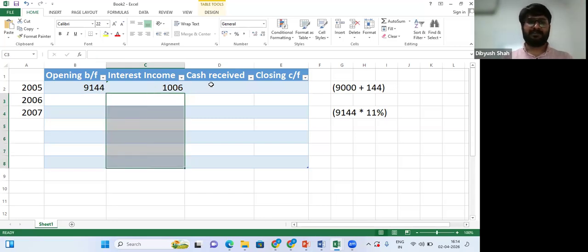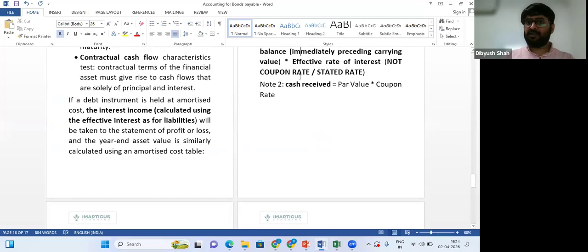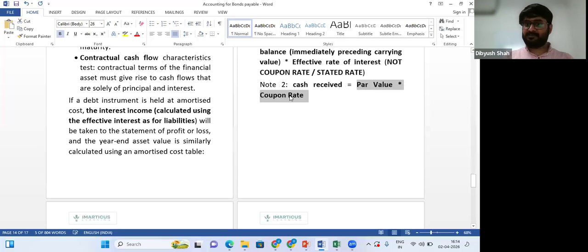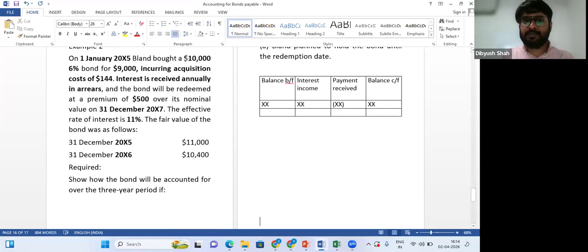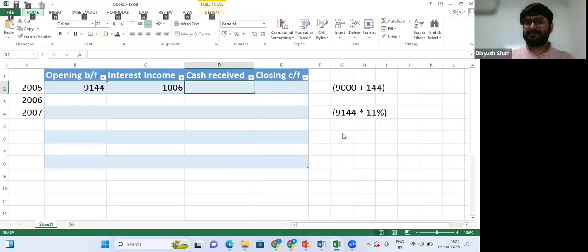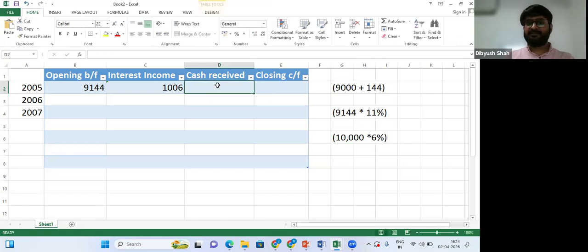Cash received. Remember, I just taught you, cash received is always par value or nominal value into coupon rate. It has nothing to do with the effective rate. So on 1st January, Bland bought a 10,000 nominal value, 6% coupon rate. So cash received every year will be the same, 10,000 into 6%, 600 every year. It is one thing which will not change. Now, what is the closing carrying balance?